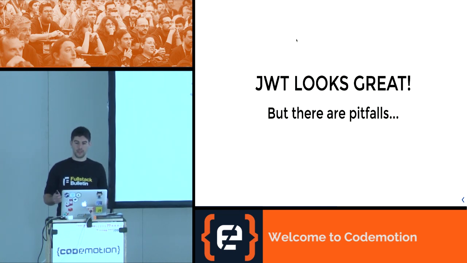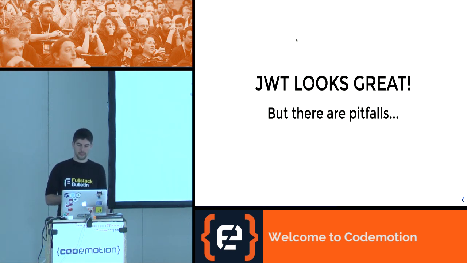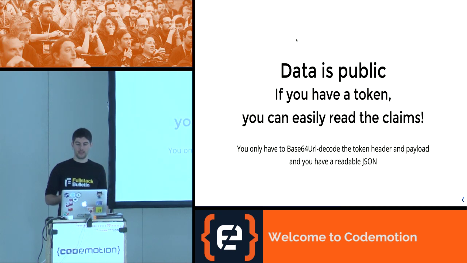So it looks great, right? Because it seems that it leads to a clearer, cleaner design with fewer systems. But there are pitfalls that you need to know. The first one, as you might have guessed, is that the data is public. So if you have a token and the user can see his own token, right, because it's in the browser, you can easily read all the claims.